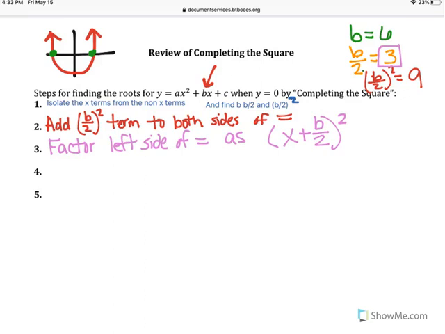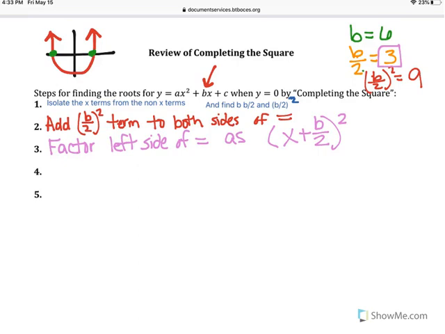Now, if you don't like this shortcut when we go and do an example, I can show you a little longer way of doing it that might make more sense. But for now, just keep that in as your steps. And we're on to step 4.